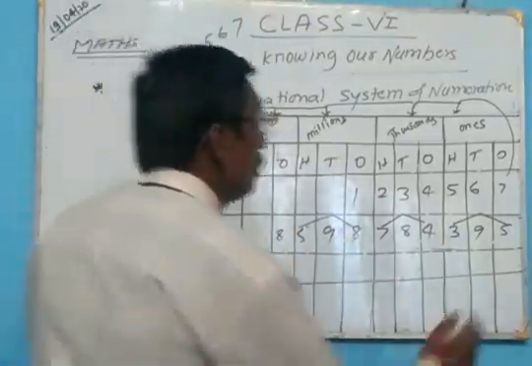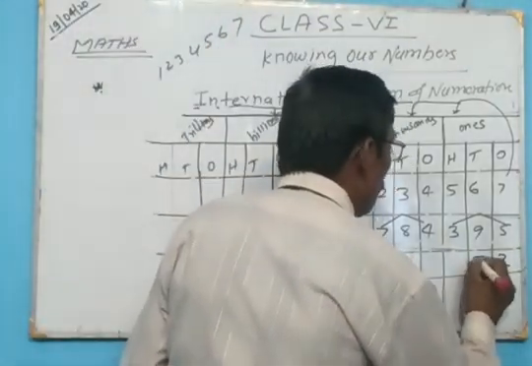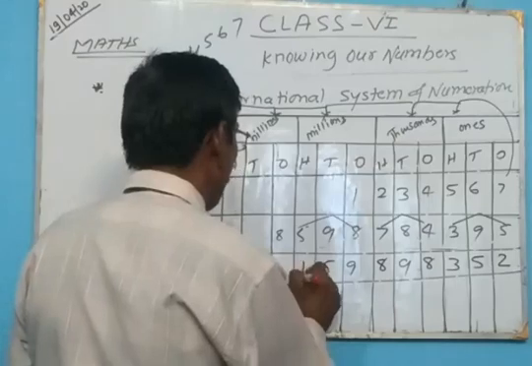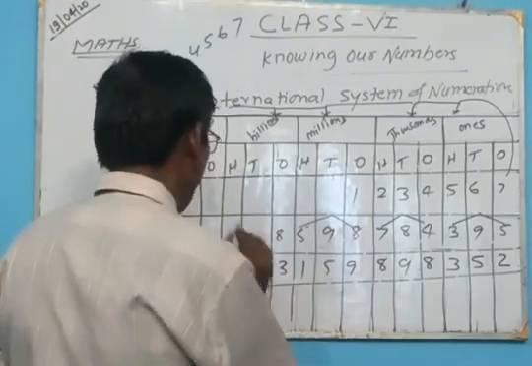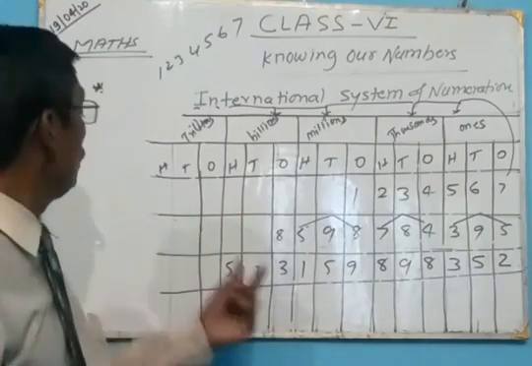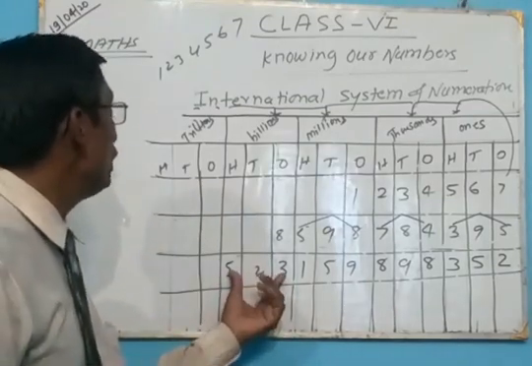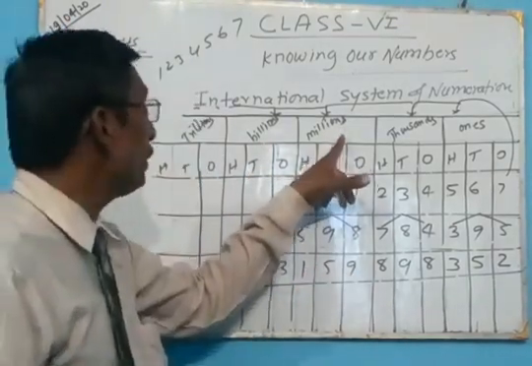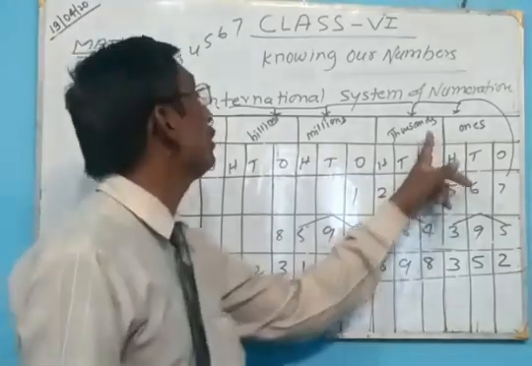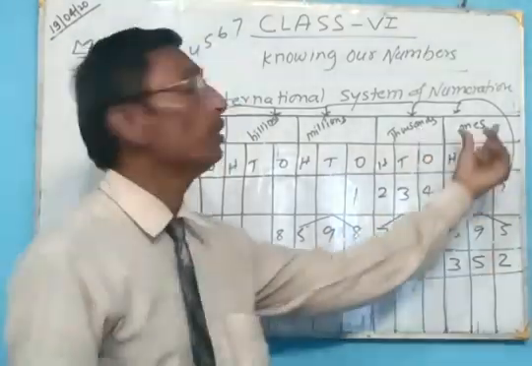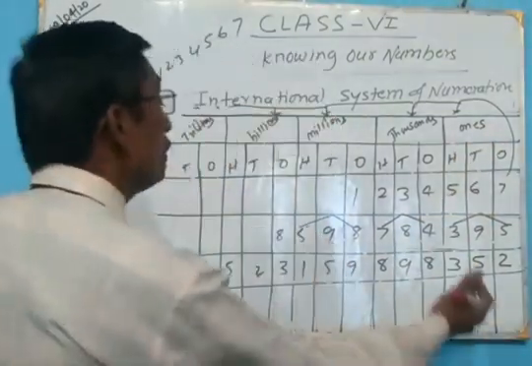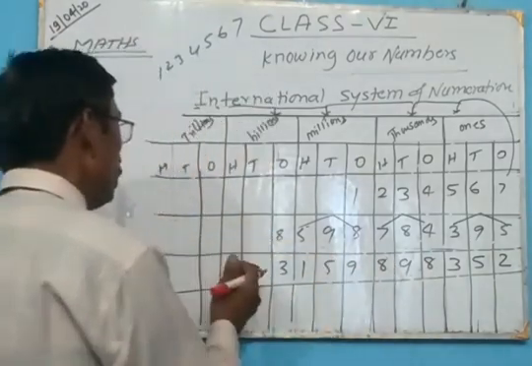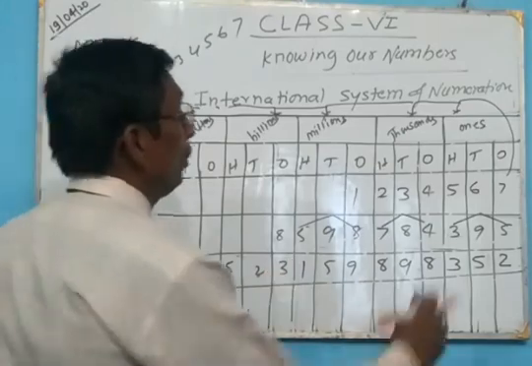Then come on to the other example. Next: 2, 5, 3, 8, 9, 8, 9, 5, 1, 3, 2, 5. Here these three numbers are in the millions place: 159 under the millions place, 898 under the thousand place, and 352 under the ones. So we can say that 352, 898, 159, 523, like this.